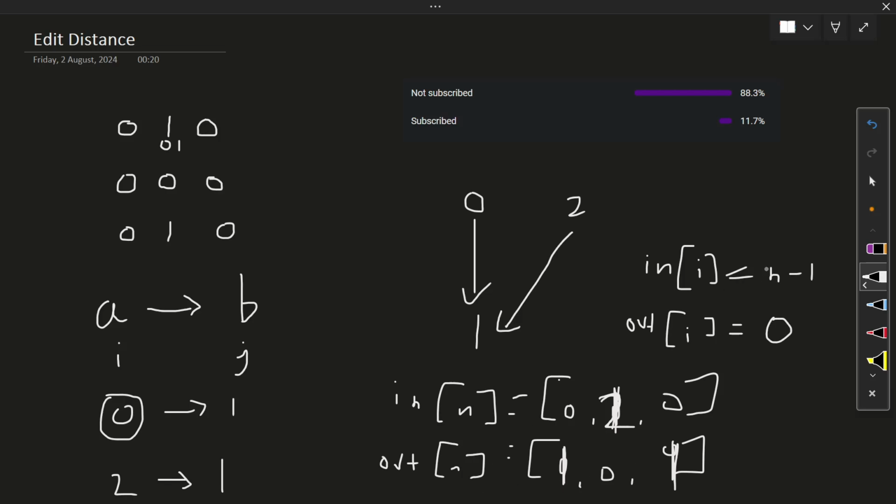So its out edge must be 0. In this case n is 3, so in must be 2. So find any coordinate whose in is 2 and out is 0. This is the one: in is 2, out is 0. So we will return this index. If no celebrity is found, at the end we will return -1. That's all. Let's code this.